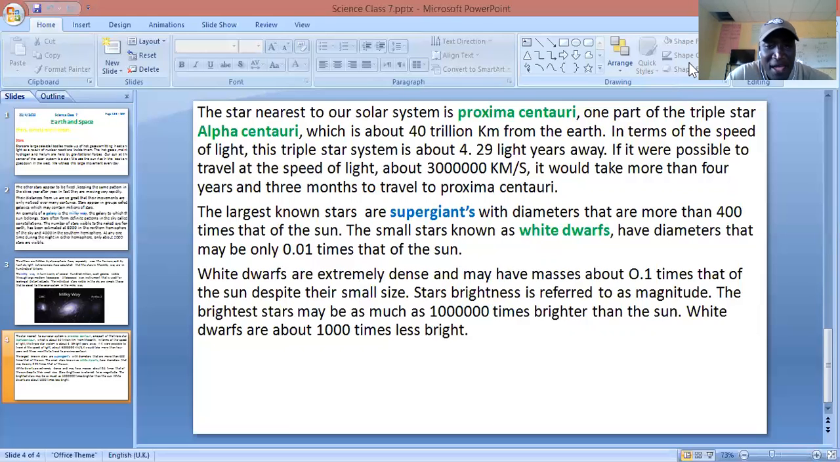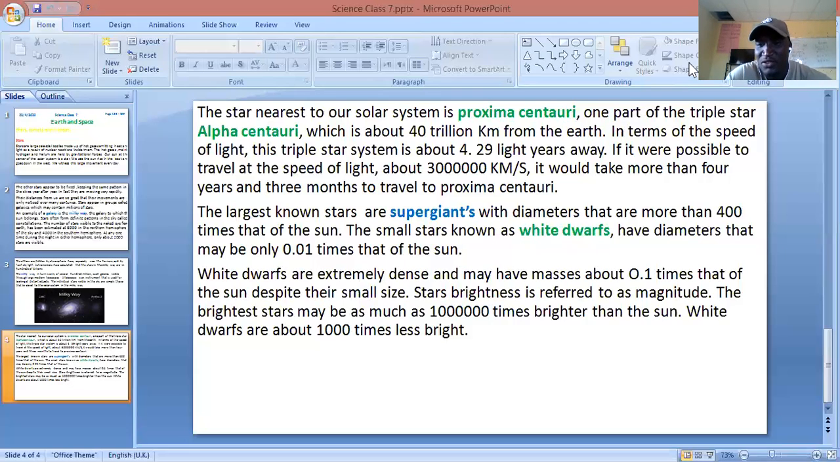White dwarfs are extremely dense and may have masses about 0.1 times that of the sun despite their small size. What is mass? Mass is the quantity of matter in a sample. So white dwarfs are extremely dense and may have masses about 0.1 times that of the sun despite their small size.